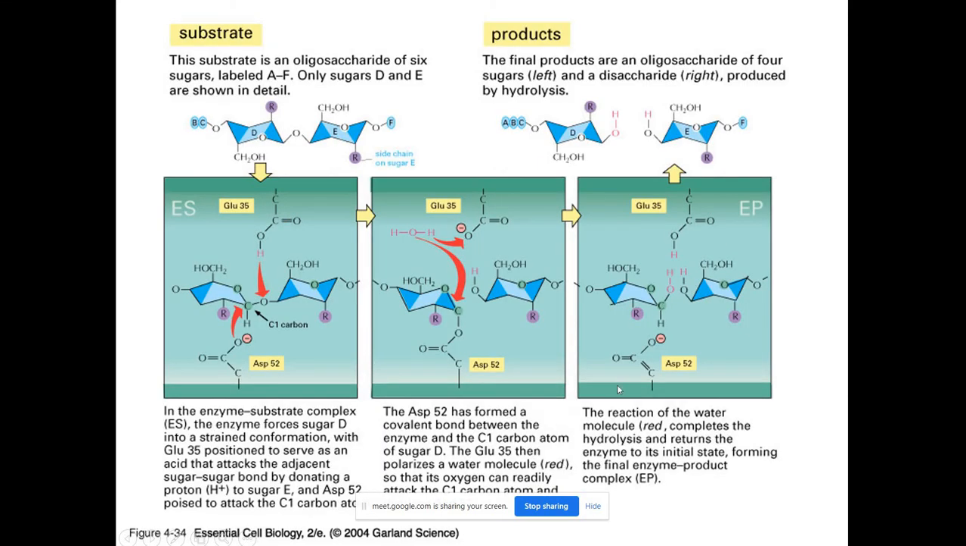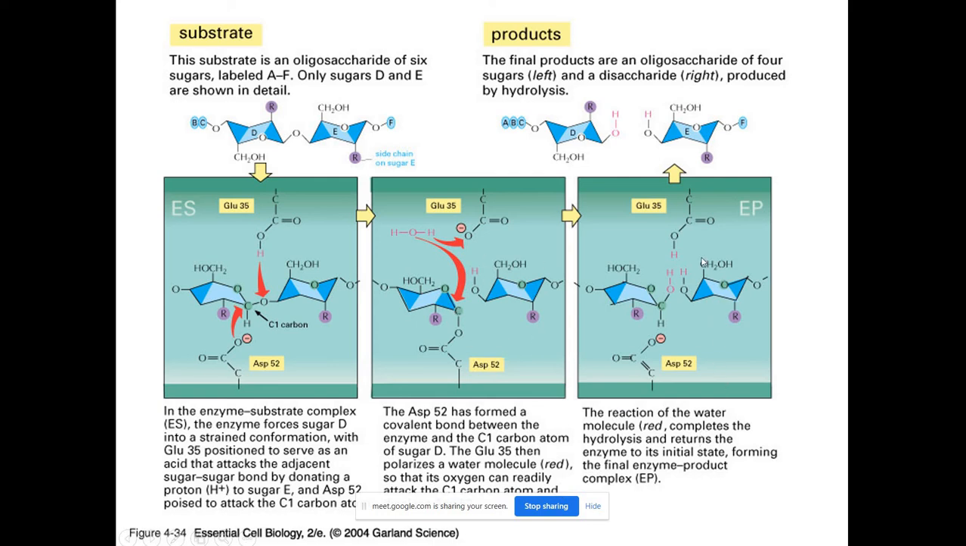In the second step, aspartic acid 52 has formed the covalent bond. So it comes into action after step 1. It formed the bond between the enzyme and the C1 carbon atom of sugar D, and glutamic acid 35 then polarizes a water molecule, shown in red, so that its oxygen can readily attack the C1 carbon atom. So this is explained in the second figure.